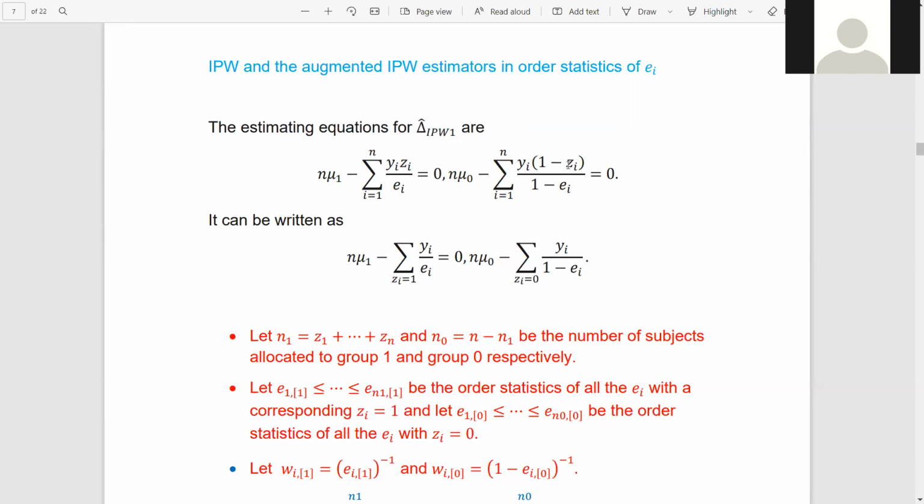Then you have this term, ZI equals 0. You have this term, ZI equals 1. You don't have this term. So then we can just write that into this form. So we only need to sum over this ZI equals 1. So this part, and this part, it's only ZI equals 0.